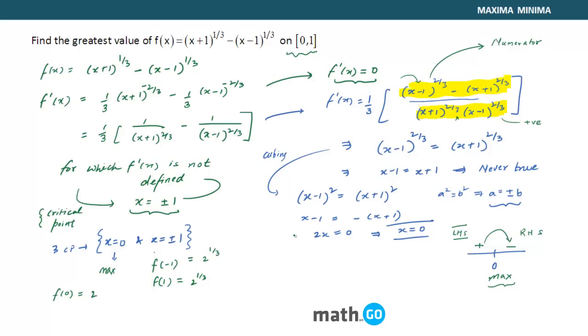So if you were asked the greatest value, what answer would you get? In fact, in this particular domain, at f0 you are getting 2, that is the maximum, and at the boundary point you are getting 2 raised to power 1 by 3, and the other boundary point is itself 0, right? So at x equal to 0, that boundary point and the global maxima coincide. So the global maximum value is nothing but 2 only, right? This is how you solve these kinds of questions.